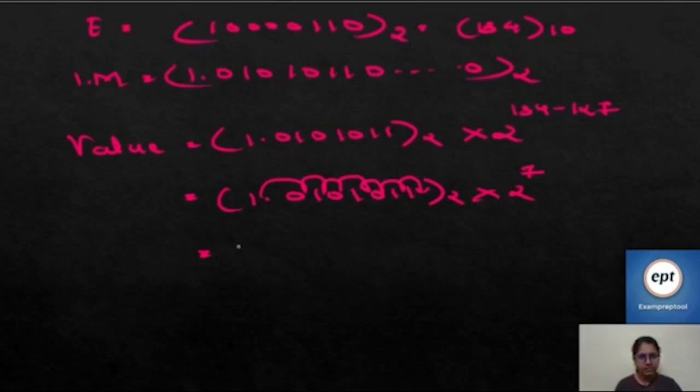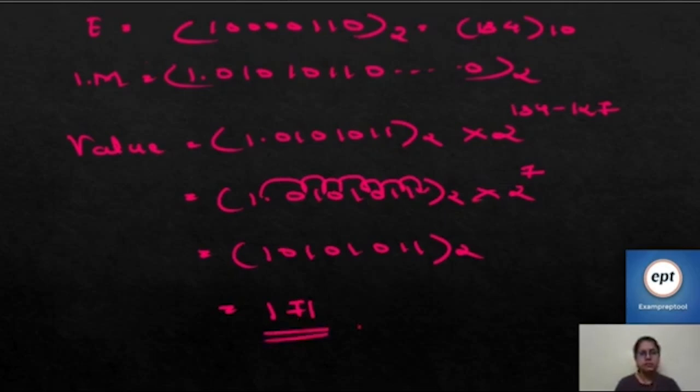So what will be the values without zeros? It will be 1 0 1 0 1 0 1 1, and the binary equivalent is 2. If we calculate this value, the decimal equivalent will be 171. So the value will be 171. This is the answer, and this is how you should do it. You should first know the format, then the formula, and after that you should know how to apply the formula. I hope this question is very clear to you. So let's move to the next question.